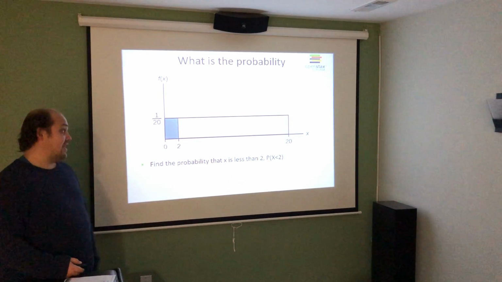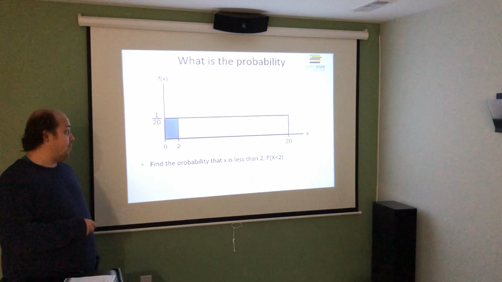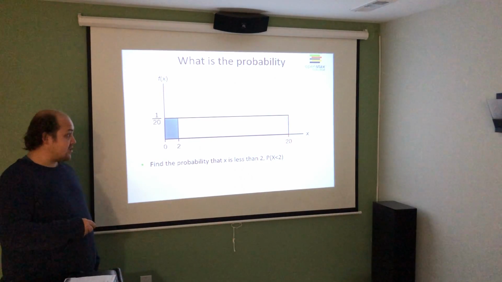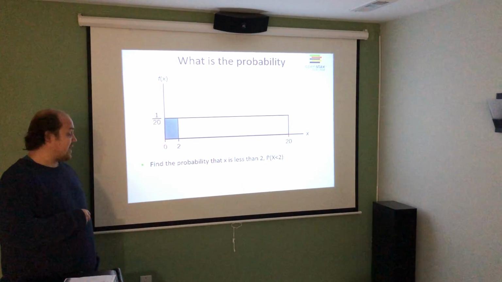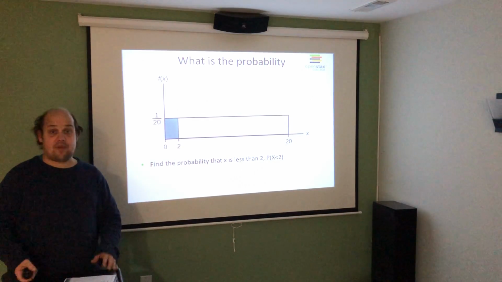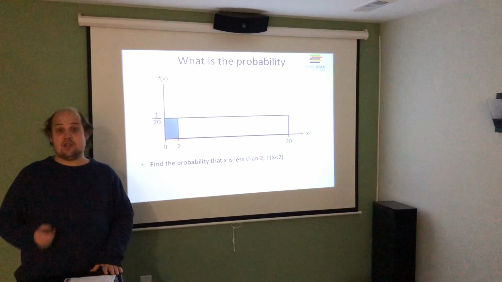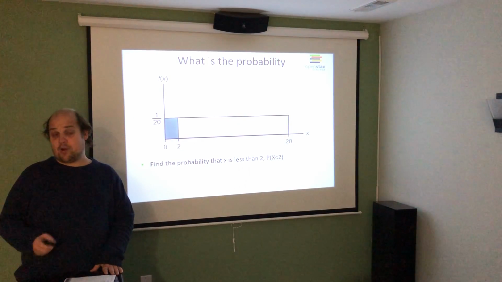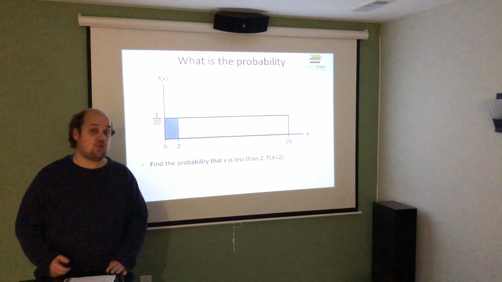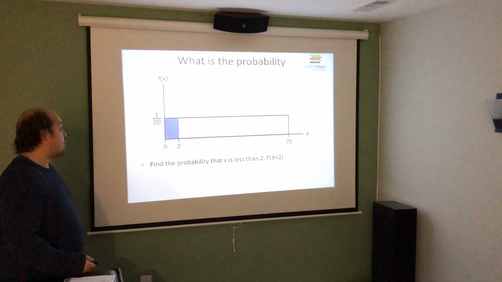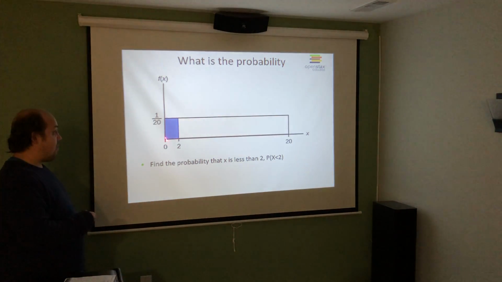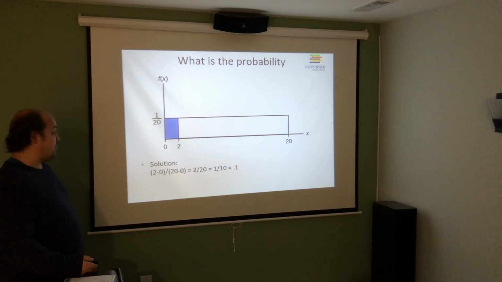The bottom or the denominator of the fraction is always the whole box. So the end of the box, 20, minus the start of the box, 0. On top, we have 2 minus 0. On bottom, we have 20 minus 0. 2 minus 0 is 2. 20 minus 0 is 20. So we have 2 over 20, which reduces to 1/10. That's the probability that I will fall in this shaded region.